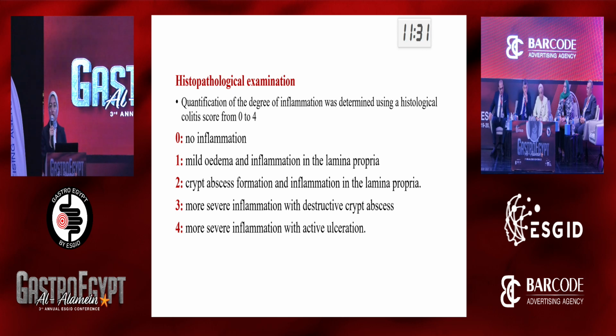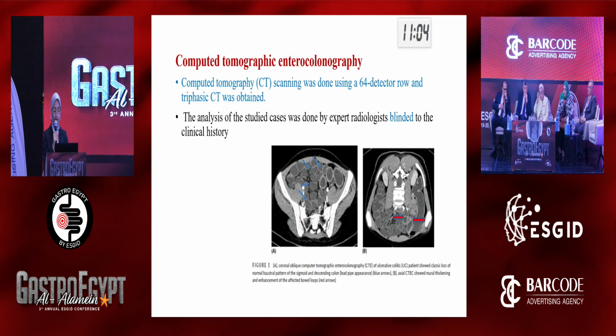Histopathological examination was done by expert histopathologists who were completely blind to the clinical data. Quantification of the degree of inflammation was done using a histological colitis score from 0 to 4: 0 showing no inflammation, 1 mild edema and inflammation of the lamina propria, 2 crypt abscess formation, 3 more severe inflammation and destructive crypt abscess formation, and 4 more severe inflammation with active ulceration.